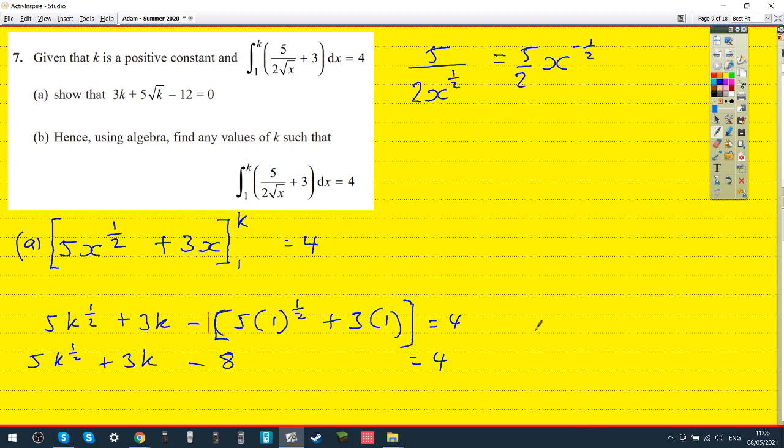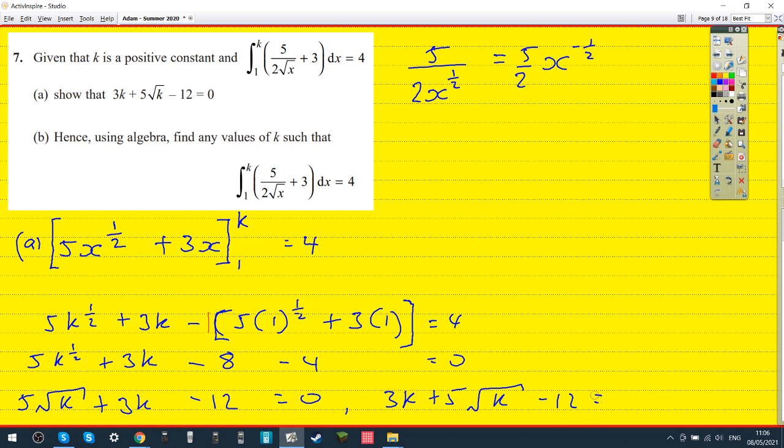And then would you add 4 on both sides? Yep, which gives you -12. You said it's all equal to 0. So that's -12, and then the 5k to the power of a half becomes 5 root k. Yeah, 5 root k, and you just write it exactly as they have it. That's great. Hence using algebra. How do you do b?